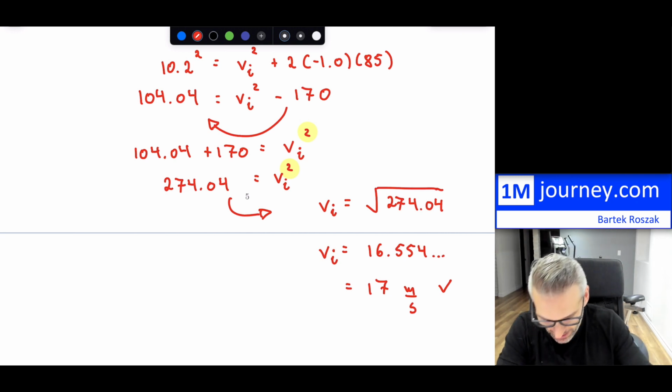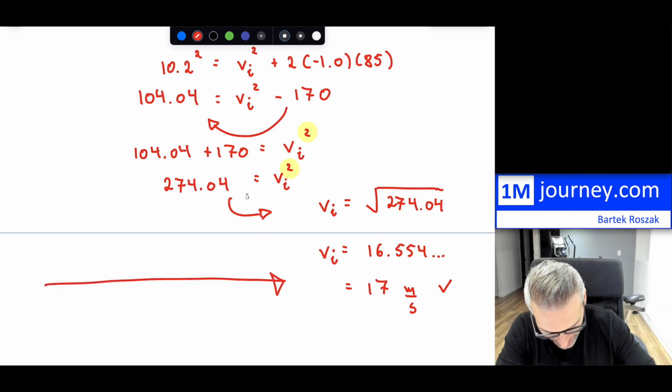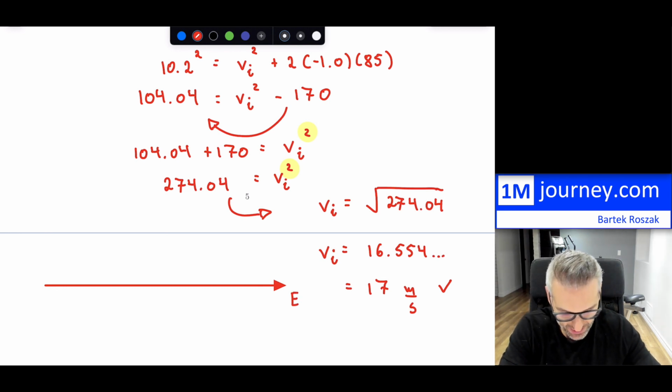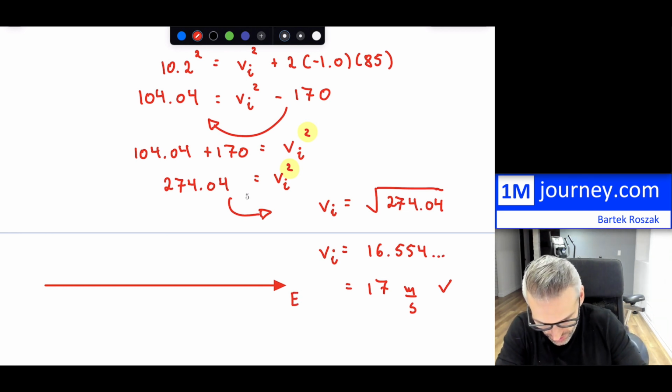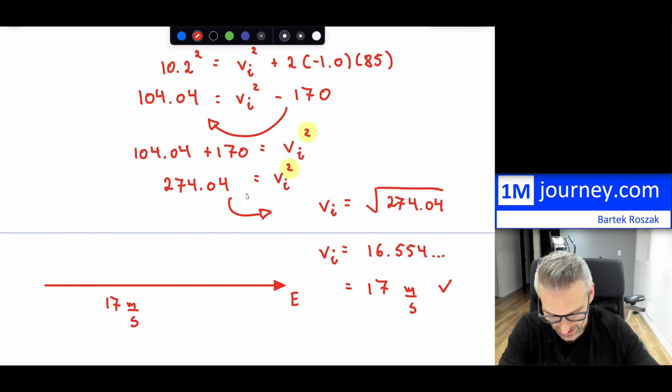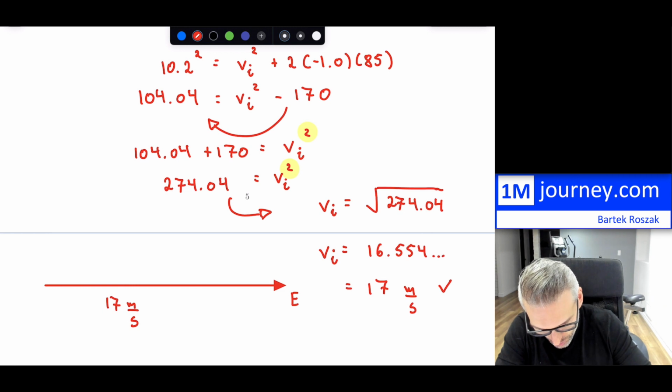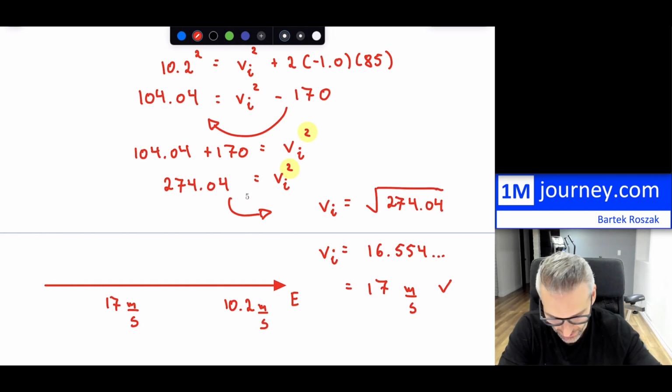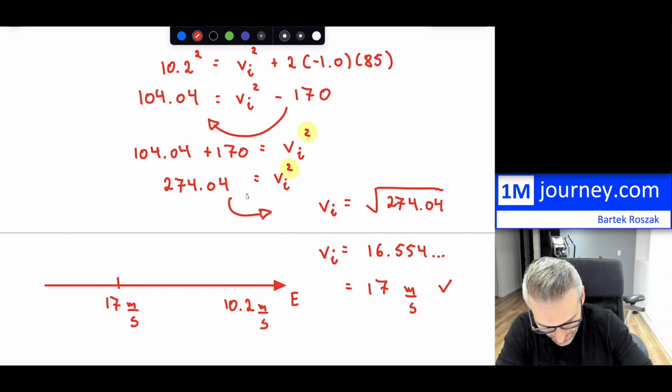So if this was your direction, and let's say you're moving east right here, then what happens is, it looks like you started off moving at approximately 17 meters per second. And now notice the acceleration, which is east, but it's negative. So it looks like you're slowing down, and eventually you're slowing down to 10.2 meters per second over here. So you've covered this distance.